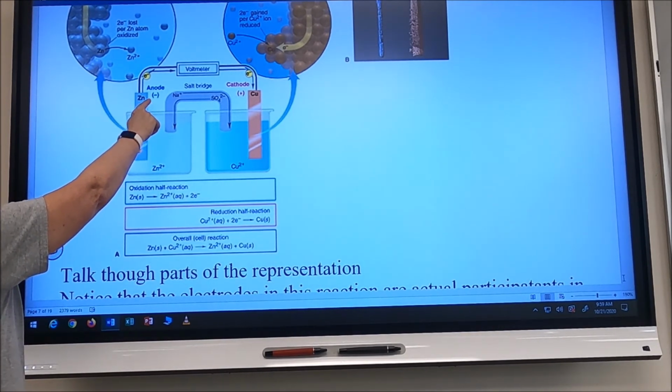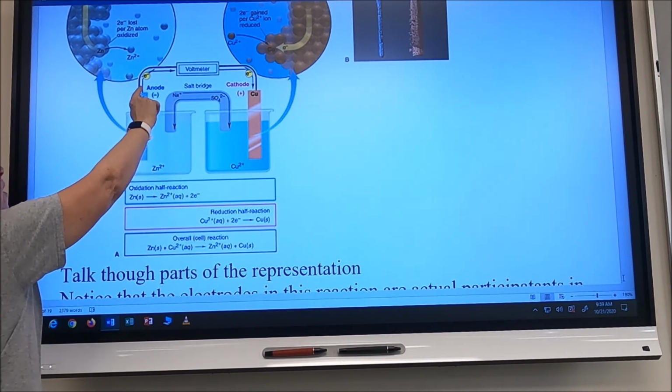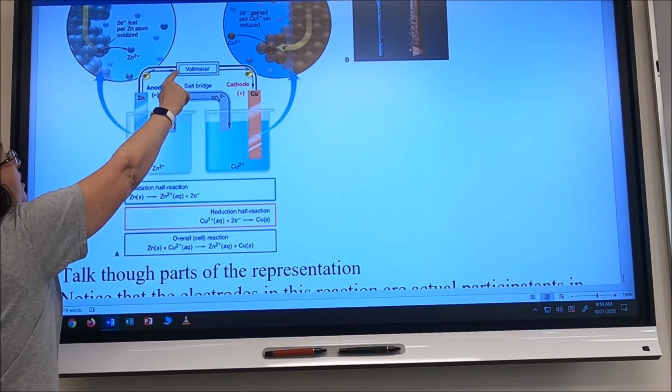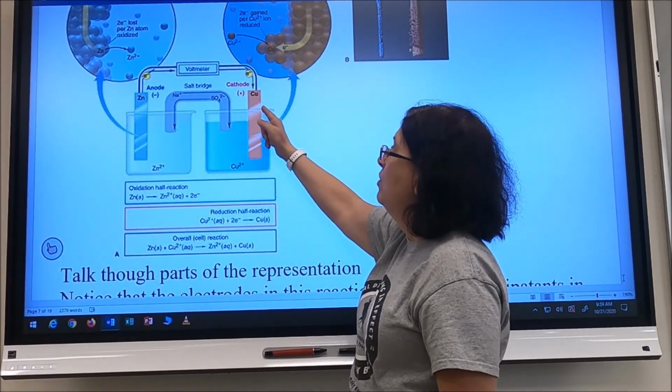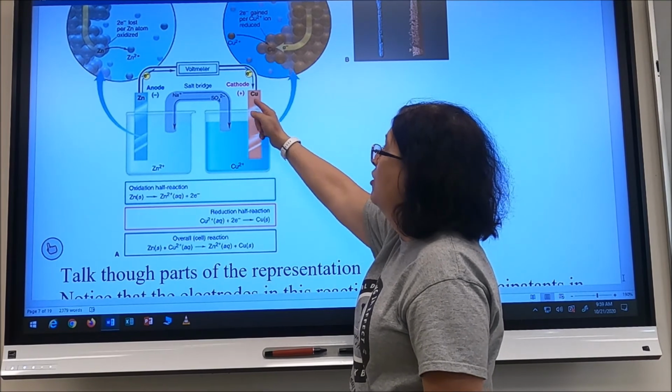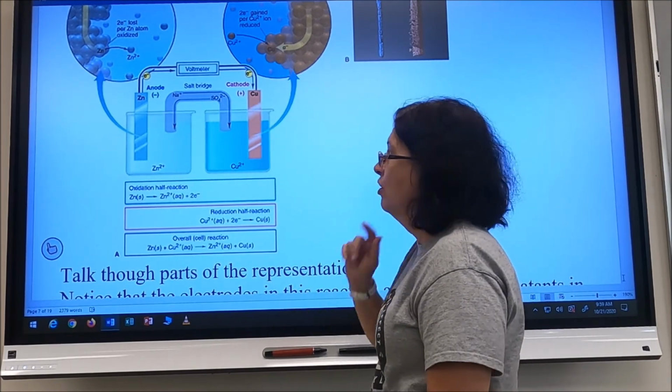Now, zinc is the anode, and it's negatively charged. Electrons are flowing from zinc, in this case through a voltmeter, which is our external circuit, into the copper electrode, which is our cathode, which is positively charged.